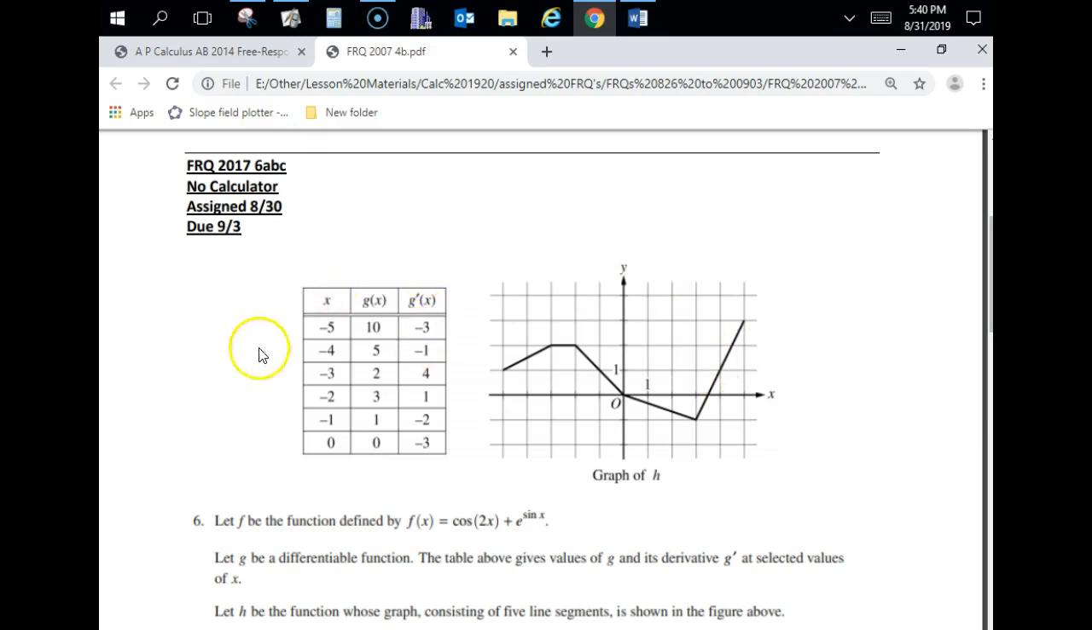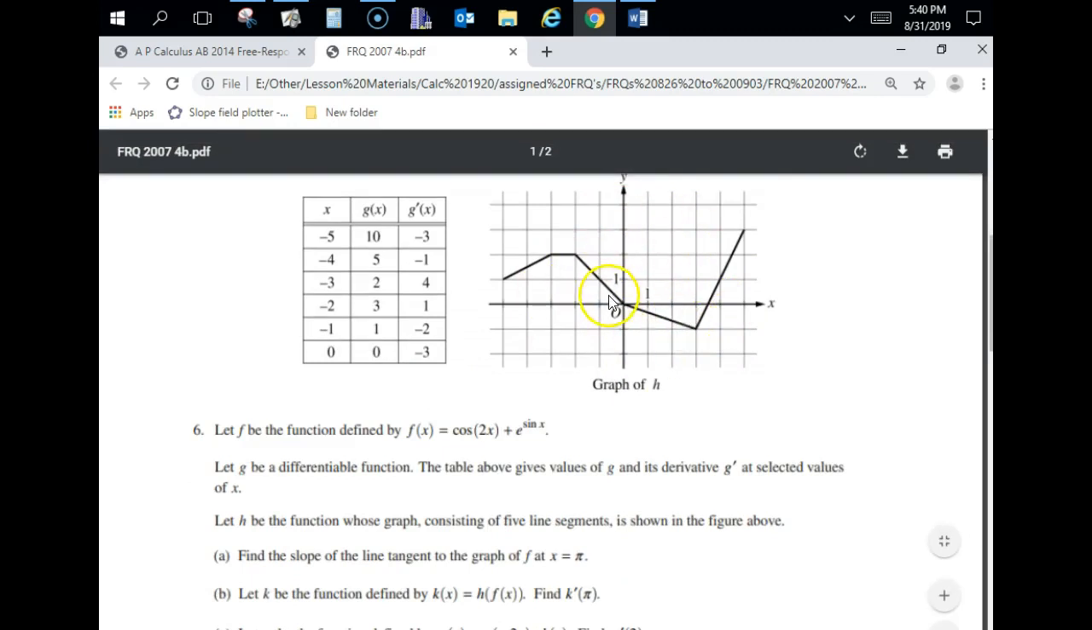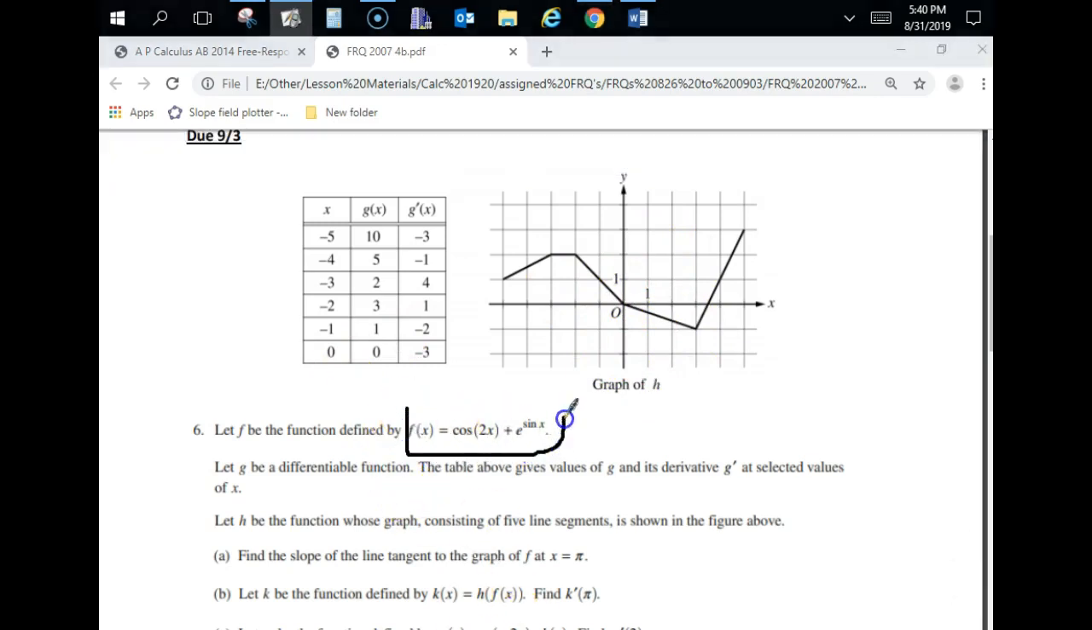They've given us a table. This table represents the values of a function named g and also its derivatives at the same points. Then it gives us a graph of another function, which is the graph of h. And then finally, they give us another function. So we're dealing with 3 functions here. And the last one they give us is in the form of an equation. So we've got a table of one function, a graph of another, and an equation of a third.